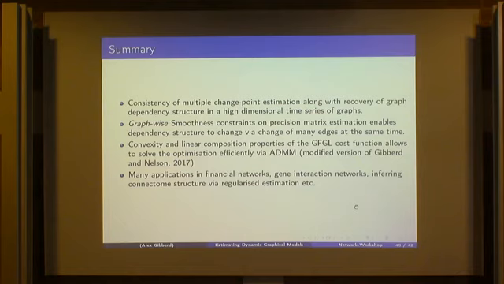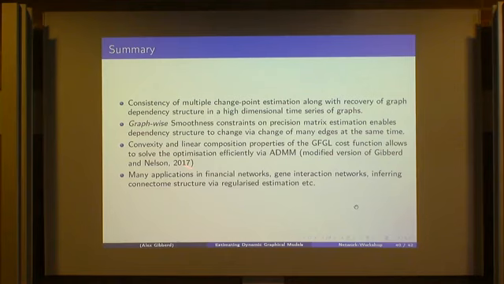But graph-wise, smoothness constraints enable you to characterize many edges together changing over time or remaining the same. And obviously these ADMM-type algorithms are efficient in this particular convex setting, and the linear composition properties of the GFGL enable that. But one of the challenges that remains is how to make this more scalable with large data sets.